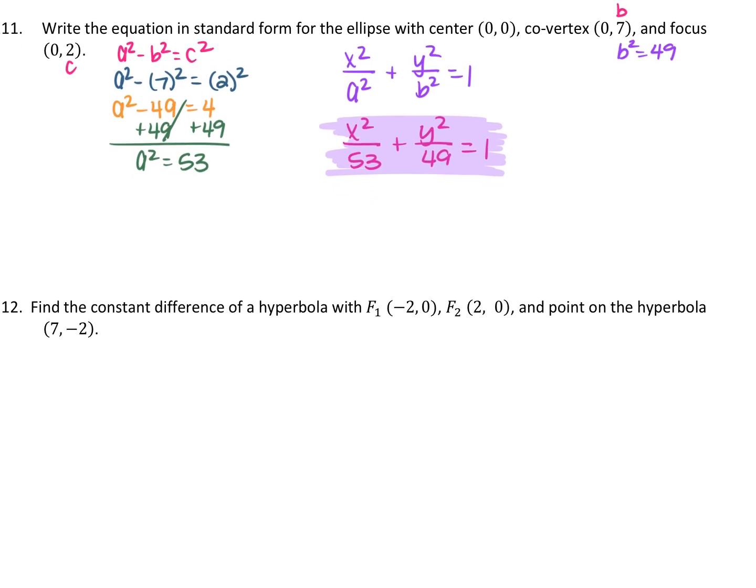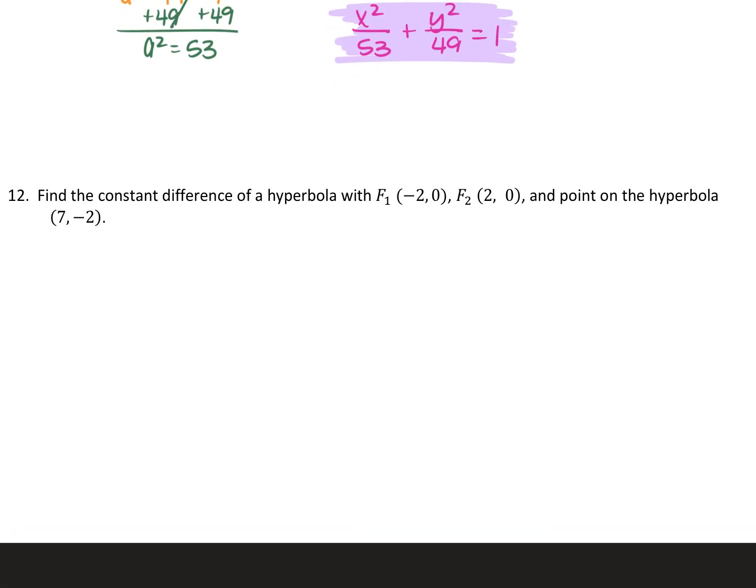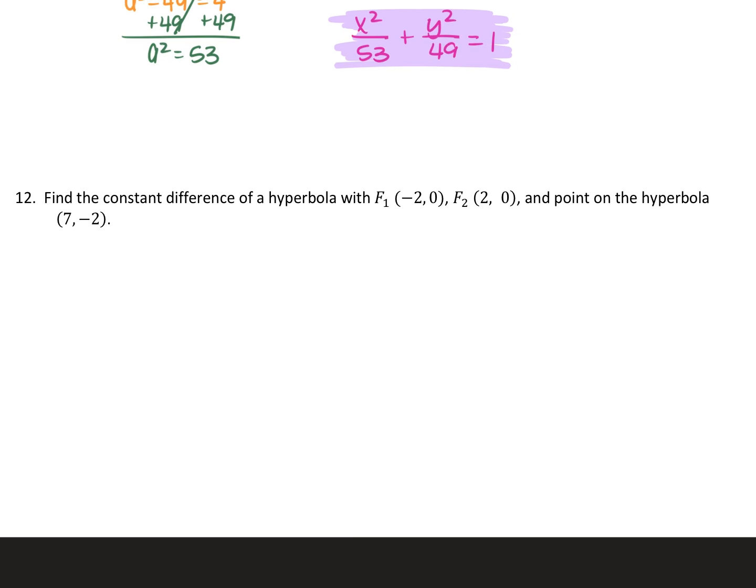For number 12, we're finding the constant difference of the hyperbola with the focus 1 of negative 2, 0, focus 2 of 2, 0, and the point on the hyperbola of 7, negative 2. Your f sub 1 gives you x1 and y1. F sub 2 gives you x2, y2, and then that point is x3 and y3.